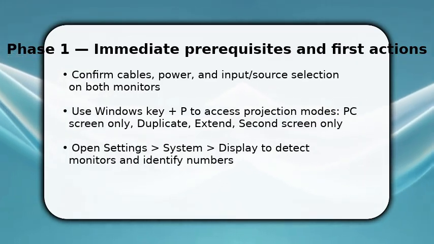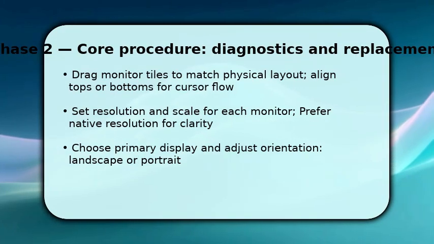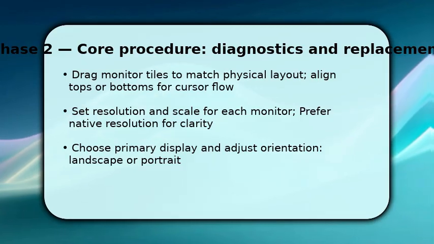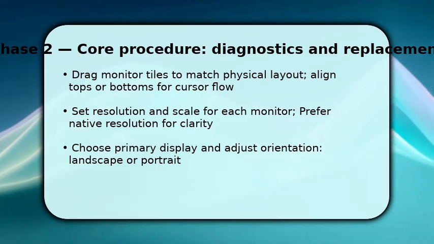You now arrange screens logically. Drag the blue tiles to mirror physical placement, and align their tops so your cursor doesn't get stuck. Set each display's resolution and scaling to its native values. This prevents blurry text and mismatched sizes.